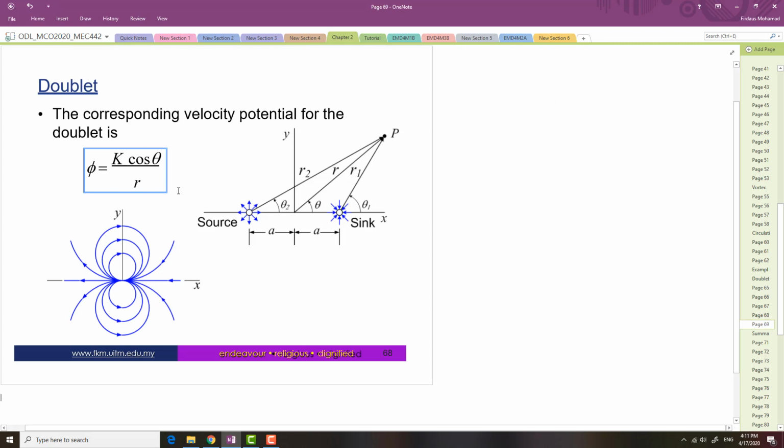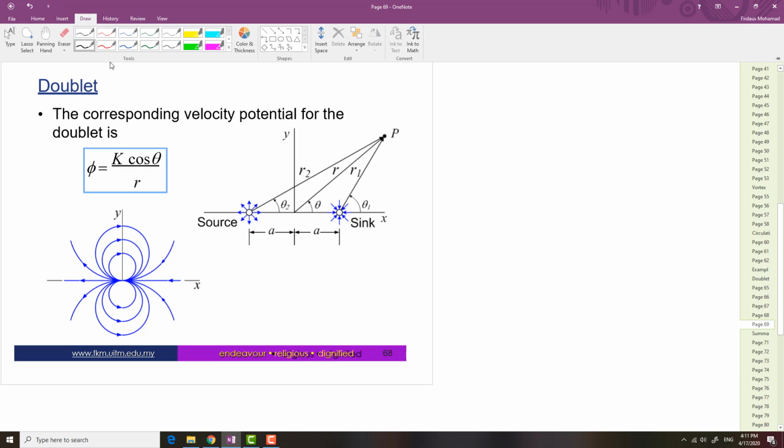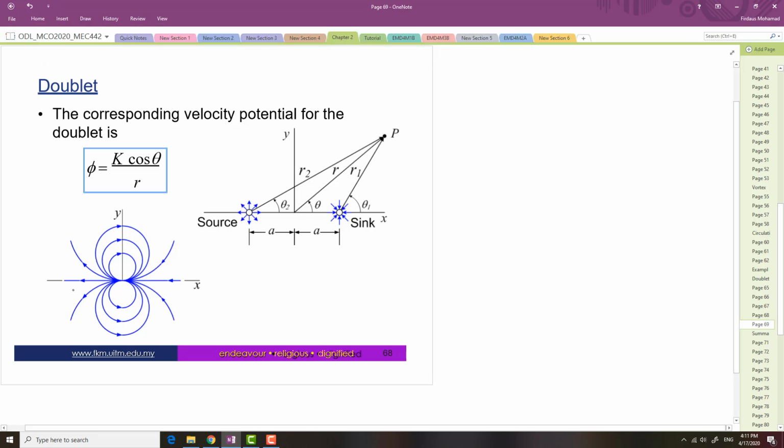Okay, so this is k over r cos theta. This is how the streamline looks like when the source and sink approach one another. It is like concentric circle streamlines. Okay, so that's all for the doublet.